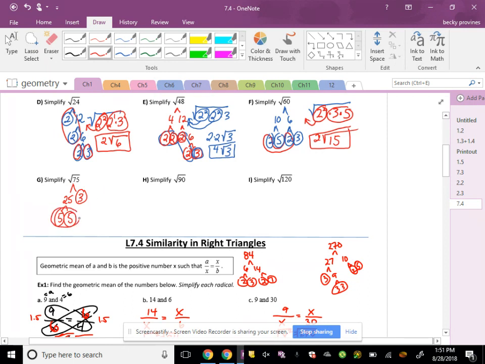All right, so I have one grouping of 2 numbers. I have 3 to the first and 5 to the second. So the 2 become 1. So the 5s get to come outside. So the 5's on the out and 3's on the in. So my final answer is 5 root 3.